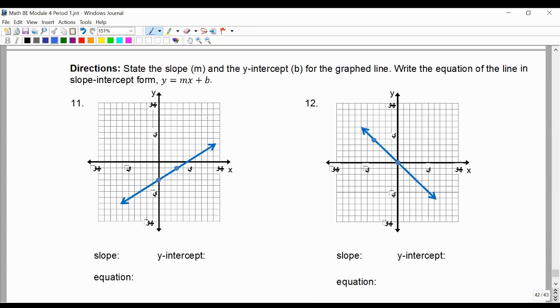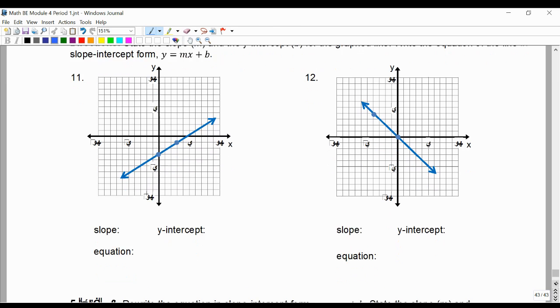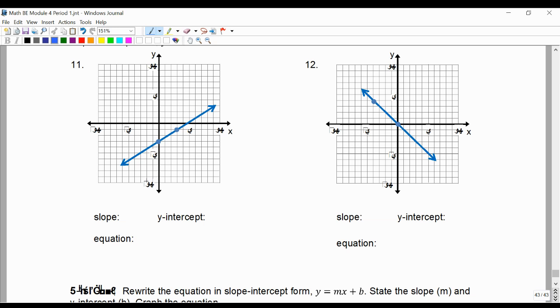And then we're on the second page that says state the slope and y-intercept for a line that's already graphed. And then we're going to write the equation in slope-intercept form. We might first note that this line is positive in its slope. It's going up. So we're going to draw the triangle above.